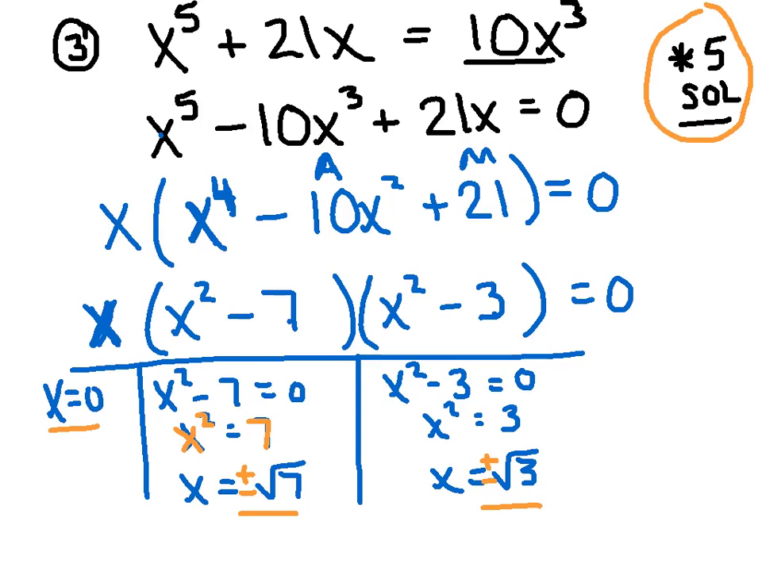So now we do have a grand total of 5 roots. 0 is a root. Positive radical 7 is a root. Negative radical 7 is a root. And then positive radical 3 and negative radical 3 are all roots, thus giving us a total of 5.